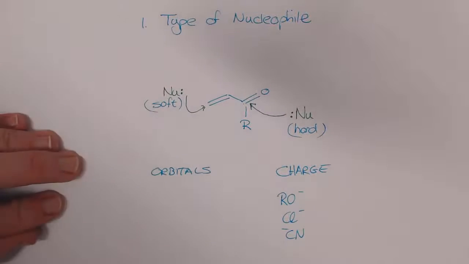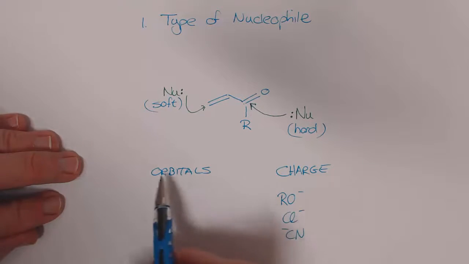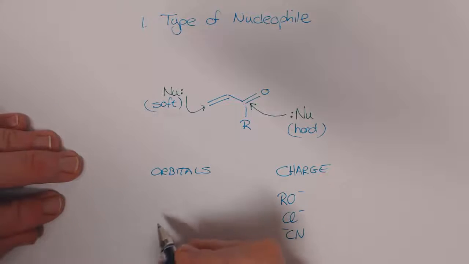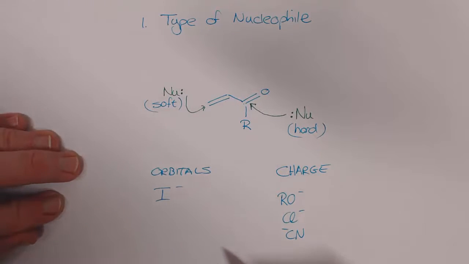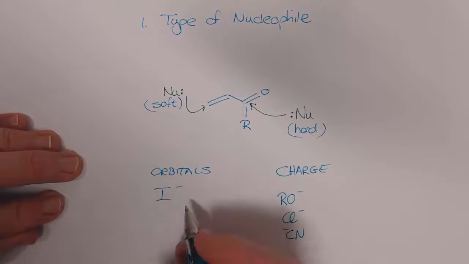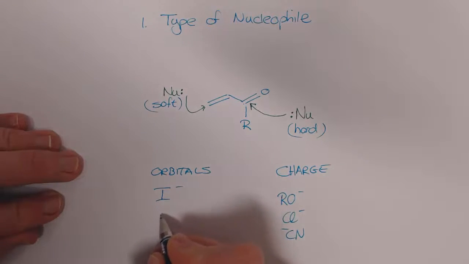Nitrile, charge driven, it's a hard nucleophile. Even just oxygen and alcohol would be considered a hard nucleophile. These are small atoms with charges on them. Something that's driven by orbitals is going to be much larger atoms. An example might be I minus, definitely orbital driven.